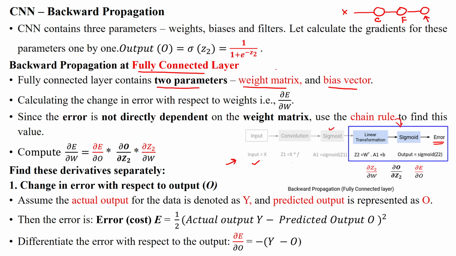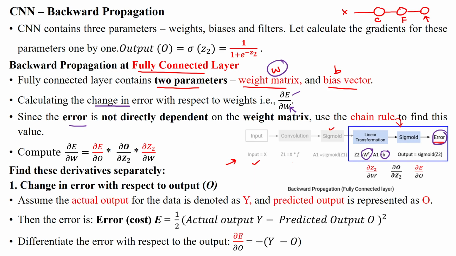So here the weight matrix will be indicated with the W, bias vector will be indicated with the B. So based upon that we have to update these parameter values. Here we are having the weight values, and here we are having the bias values. So when you are calculating the change in error with respect to W, the error is indicated with the E. So we are going to update the parameter value W based upon the error.